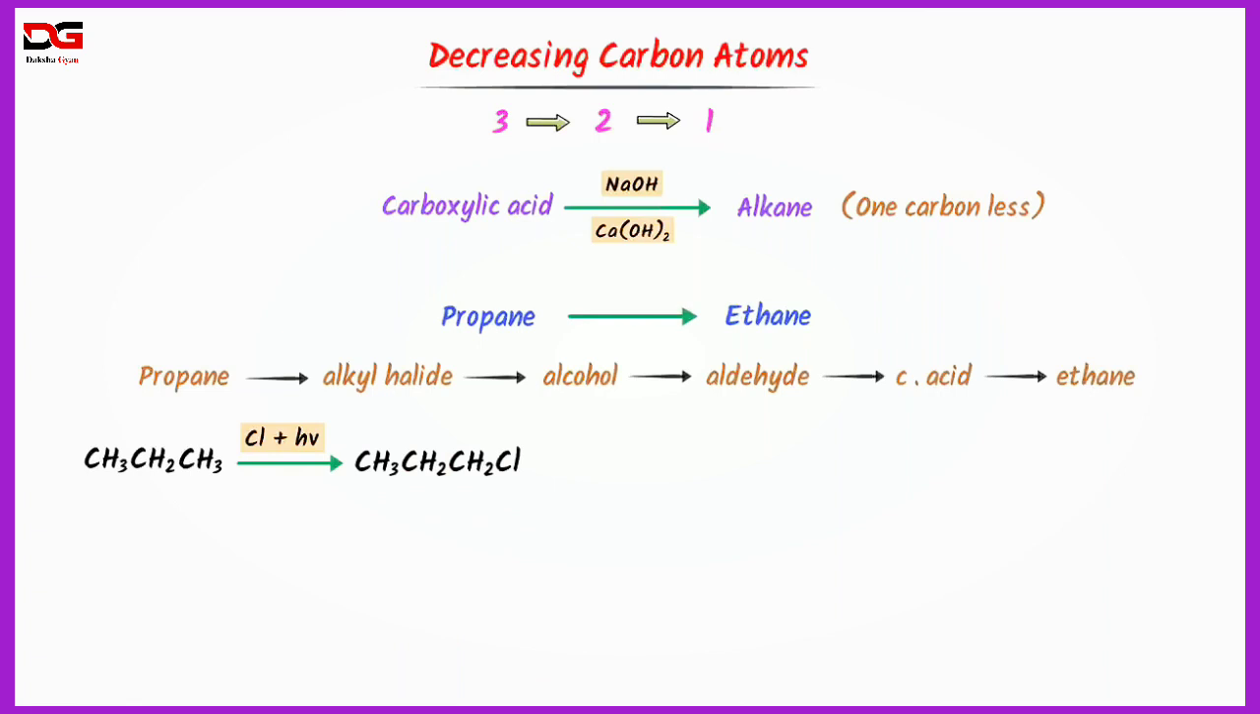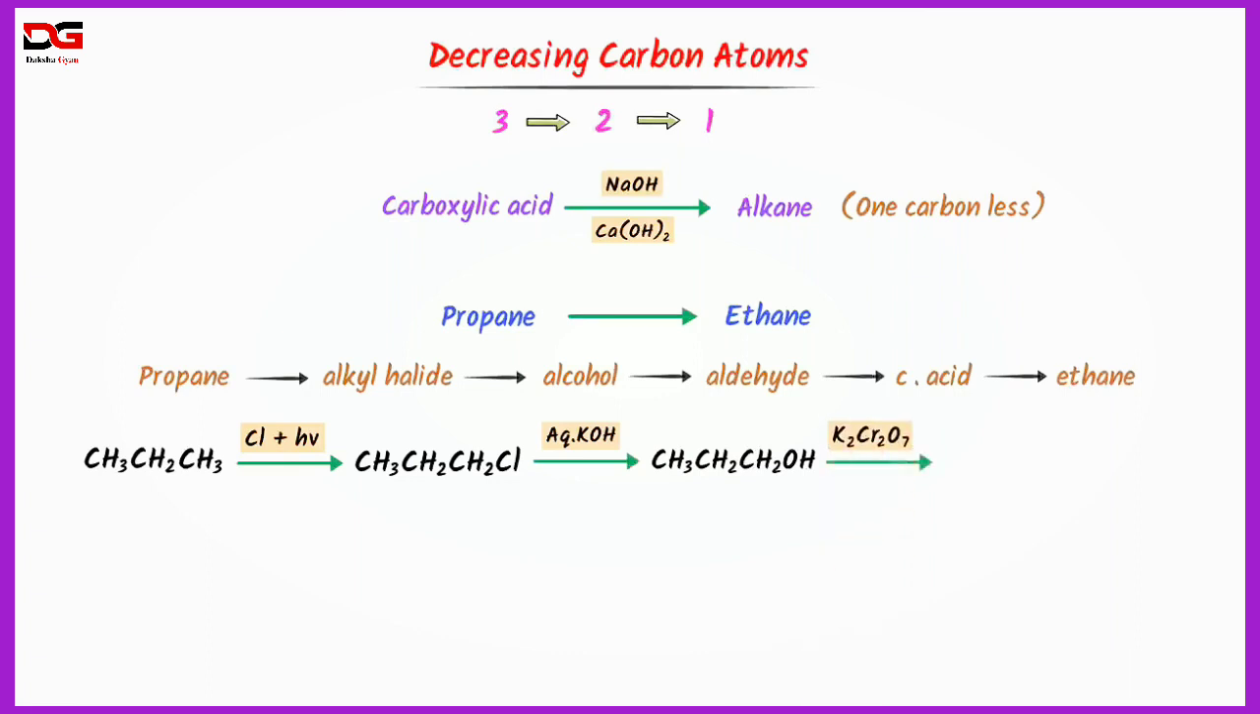I get propyl chloride. Secondly, we have to convert alkyl halide to alcohol. Can you recall the conversion of alkyl halide to alcohol? Well, we add aqueous potassium hydroxide to it. We get propanol. We already know that we oxidize alcohol to convert it to aldehyde, then to carboxylic acid.